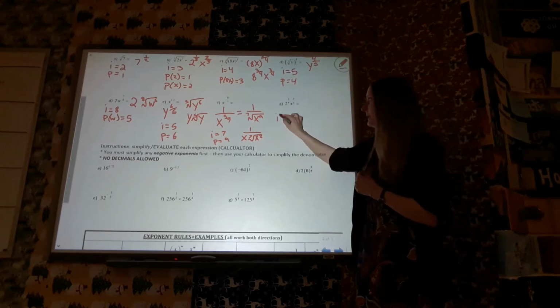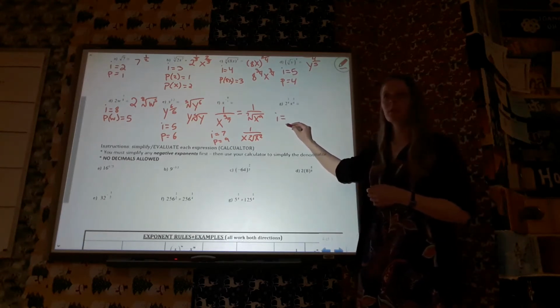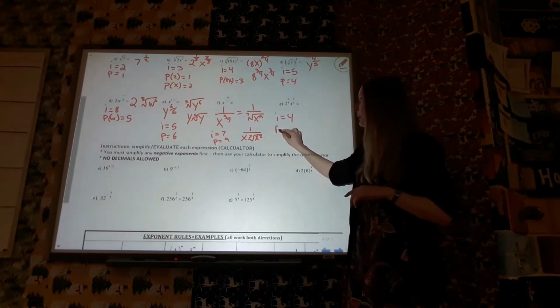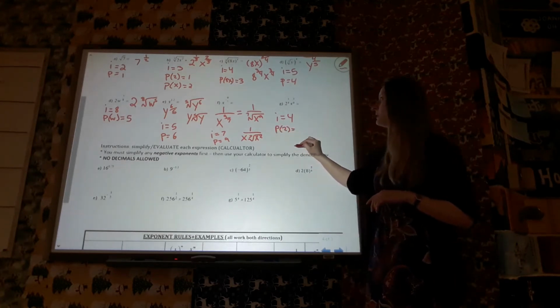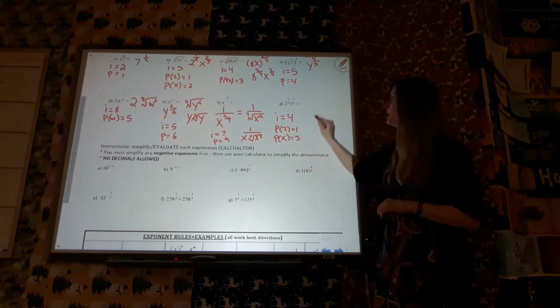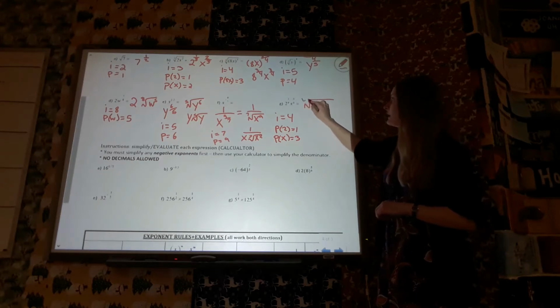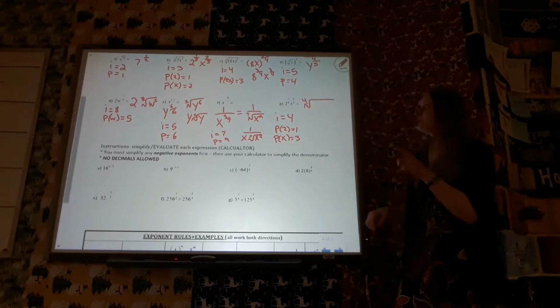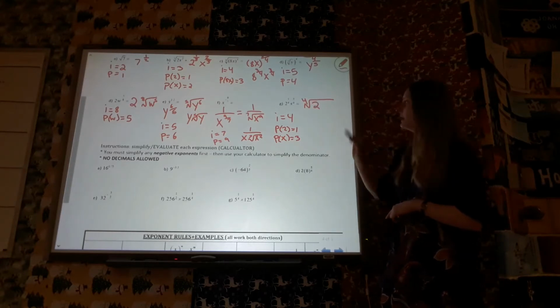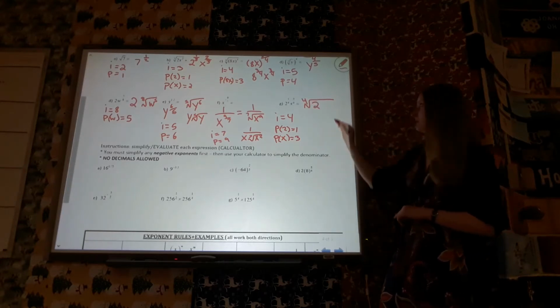All right, so what would the index be? 4. And then I have 2 terms that are going to be inside of the radical. So I have the power for the 2. What's the power for the 2? A 1. And what's the power for the x? 3. So I'm going to write my radical. It has an index of 4. The 2 has a power of 1. How do I write that? It's just 2. And then the x has a power of 3.